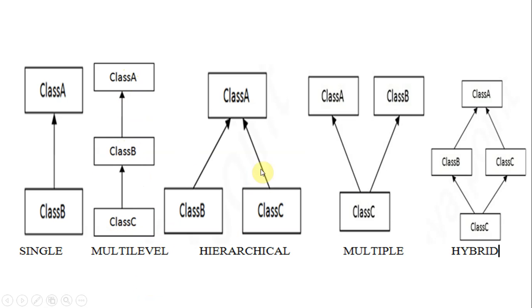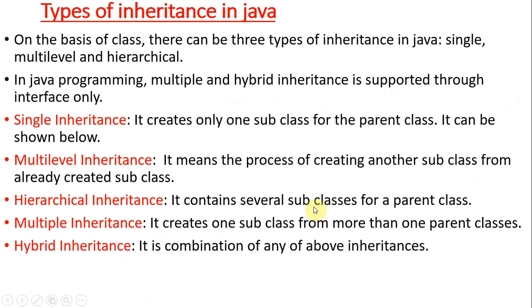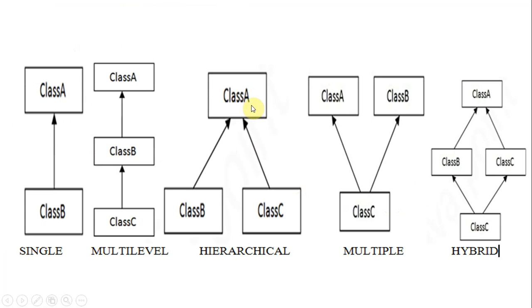Next, hierarchical. Hierarchical means several subclasses for a parent. For one parent, several subclasses. Class A is the parent superclass, and class B and class C are the subclasses, the child classes. So this is hierarchical. For one parent, more than one child is possible, that is hierarchical.